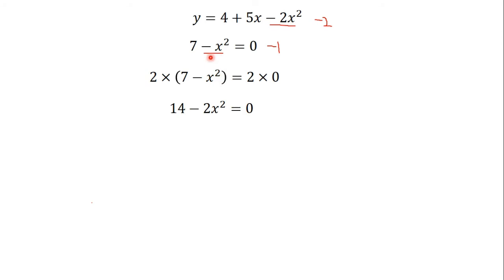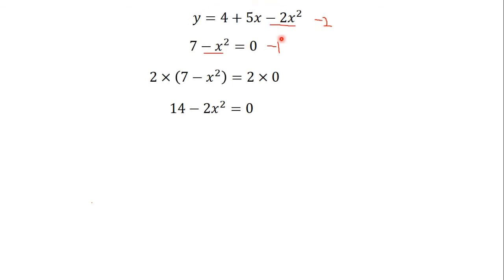We can now see that after multiplying the equation by 2, the coefficient of the quadratic term in the equation is equal to the coefficient of the quadratic term in the function. We have learned in the previous videos that after multiplying the equation by a constant to make sure that the coefficient of the quadratic term in the equation is the same as the coefficient of the quadratic term in the function, you will have to subtract the resulting equation from the function. So in this example, we are going to subtract 14 minus 2x squared is equal to 0 from the function, which is y is equal to 4 plus 5x minus 2x squared.